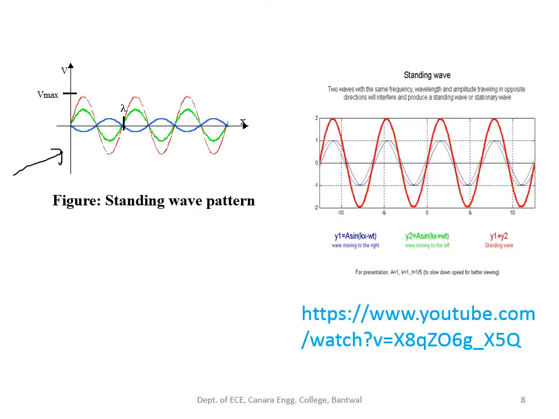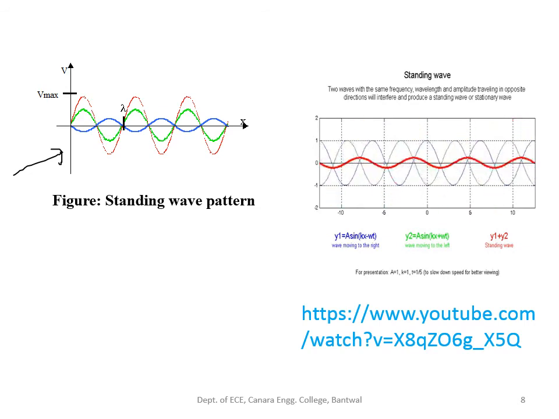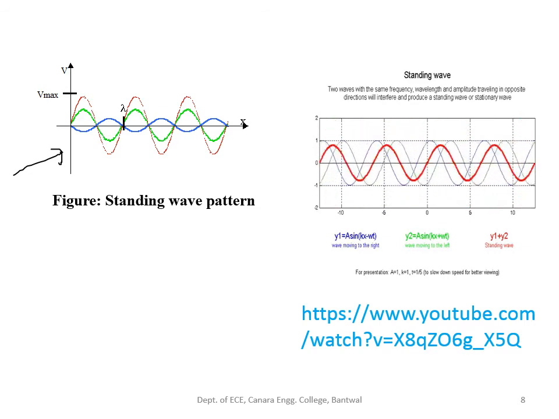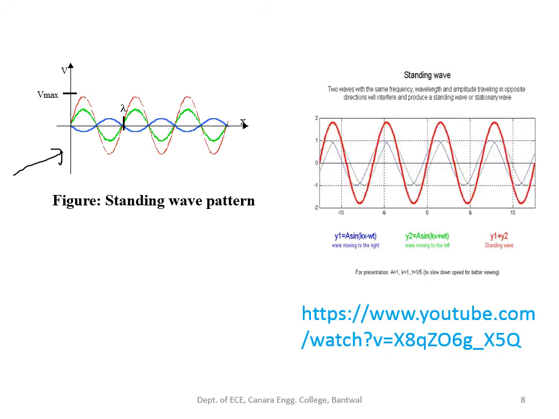In this graph, the green line is moving to the right, the blue line is going to the left, and the red line is the sum or total electric field. Standing waves are created by the superposition of incident and reflected traveling waves in an improperly terminated transmission line. What is an improperly terminated transmission line? Improper termination means the load impedance has a value different from that of the characteristic impedance of the line.